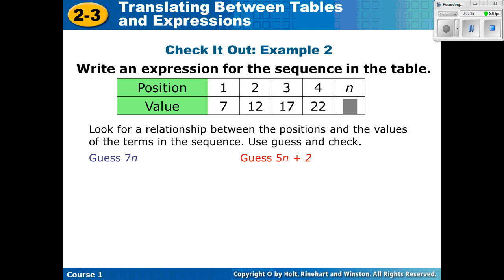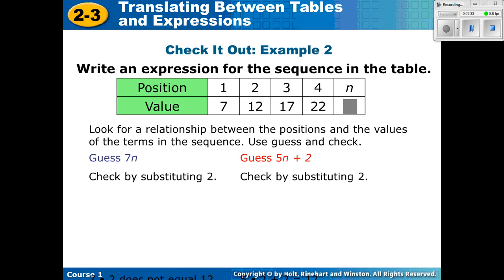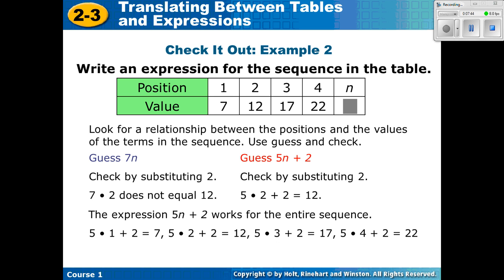So if you guessed and checked, you should have 5n plus 2. So 5 times 2, that is 10, plus 2, that is 12. Well, that works. Let's see if it works for the rest of them. 5 times 3 is 15, plus 2, that's 17. 5 times 4, that's 20. So then plus 2, that's 22. So I have my answer, 5n plus 2.